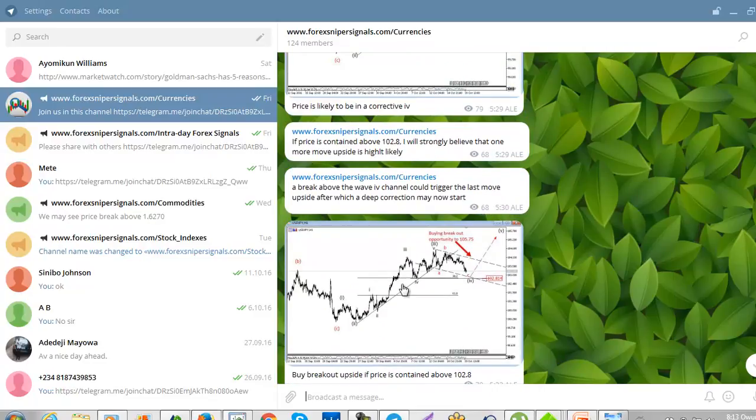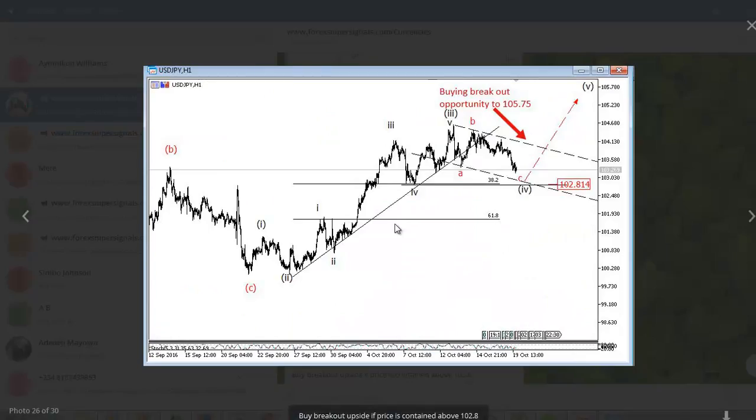Okay, this is the US dollar Japanese yen. This was an update around here, somewhere around here. We label this as the third wave, and then we're actually expecting even the third wave to be further extended upside, kind of an ending diagonal before we saw the fourth wave. But the fourth wave has already emerged, okay, downside here.